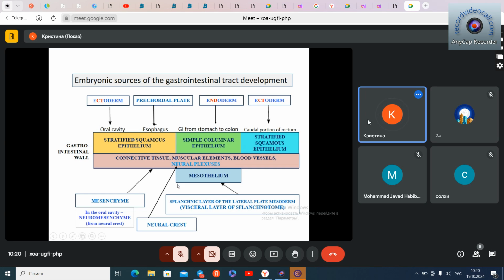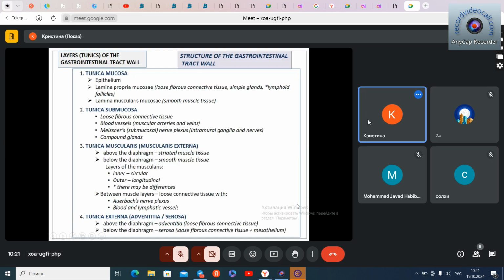The organs of the gastrointestinal tract, which include the stomach, small and large intestine, are also covered with mesothelium because they are located in the abdominal cavity, and all organs which are located in cavities are covered with mesothelium. Mesothelium derives from the visceral layer of the splanchnotome, or another name, the splanchnic layer of the lateral plate mesoderm.